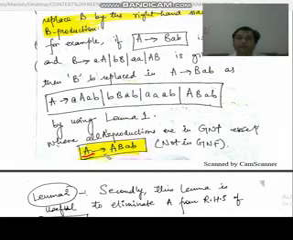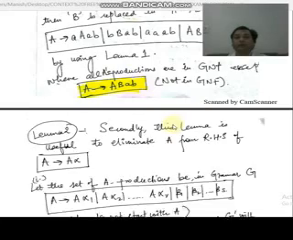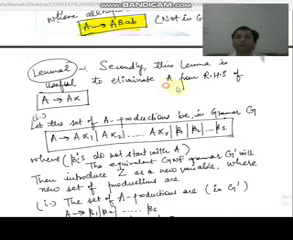That is, capital A to capital A B, which is not in a GNF form. For this type of production rule to get converted into a GNF form, we use lemma 2. Lemma 2 is useful to eliminate capital A from the RHS of the production rule of type A to A alpha.